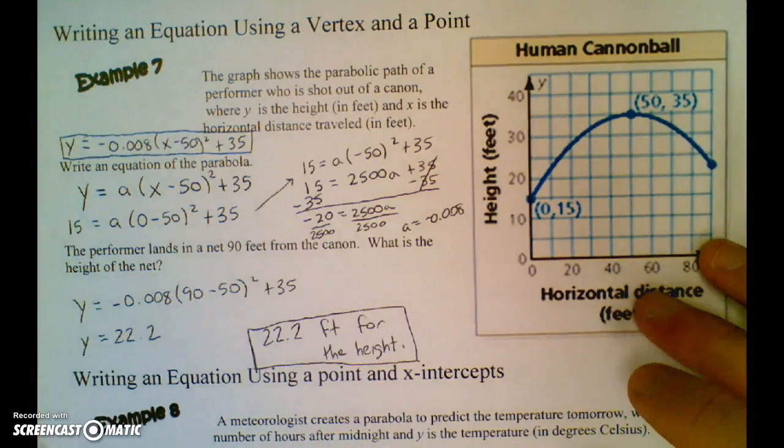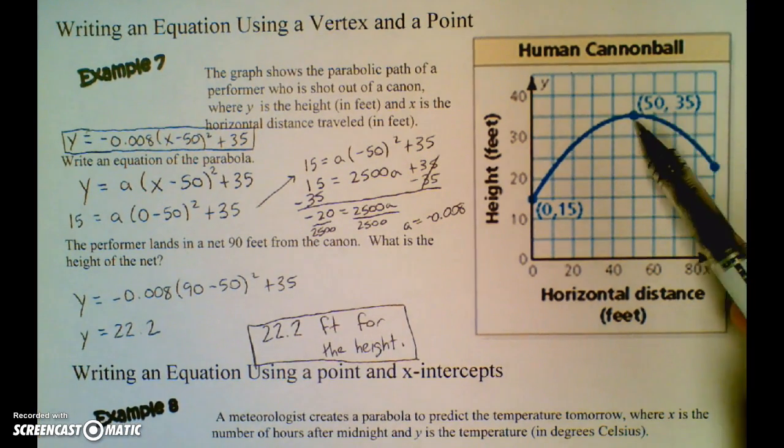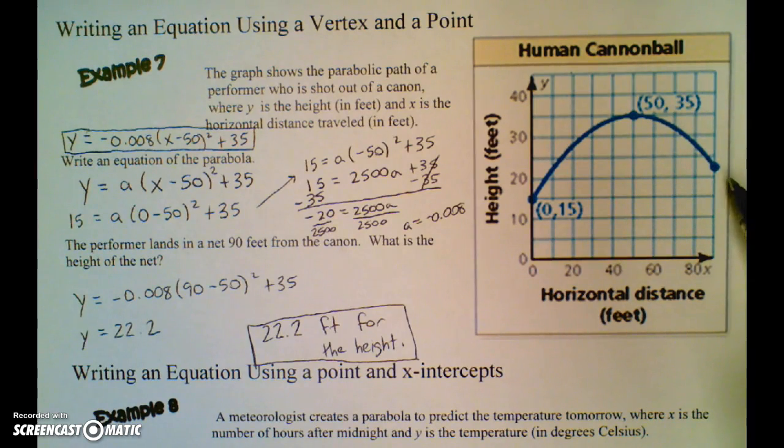Which, if you look at the graph, that should make sense. It's lower than 35, which is at 50, so as you travel, you're getting to about 22.2 over here for 90.